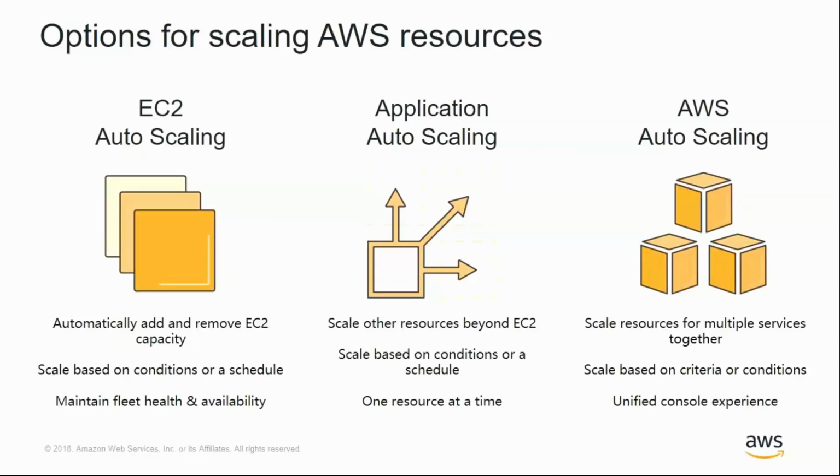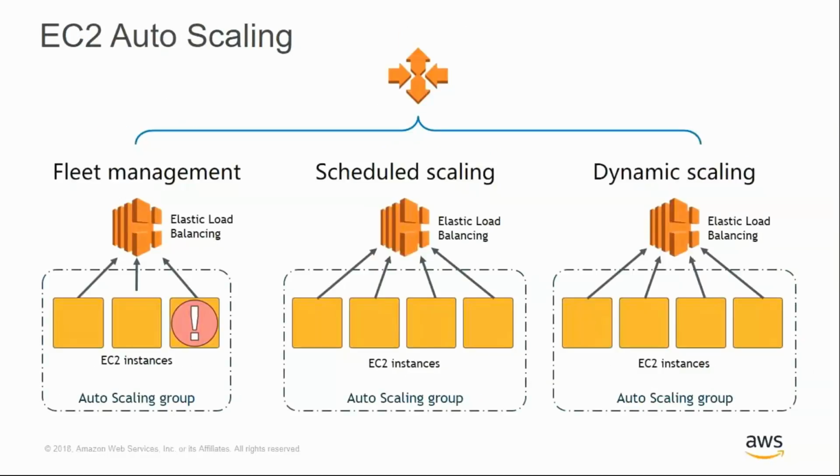But to begin with, let's take a look at different ways you can scale your resources in AWS. We have three different ways. EC2 Auto Scaling is for scaling EC2 instances. Application Auto Scaling is for scaling resources beyond EC2. And AWS Auto Scaling is for scaling multiple resources at the same time. Let's take a look at each one of them one at a time.